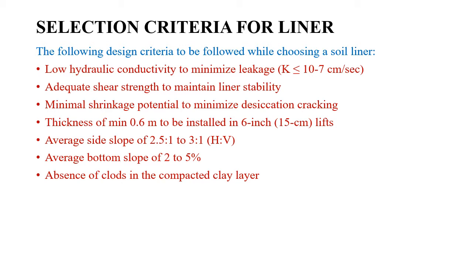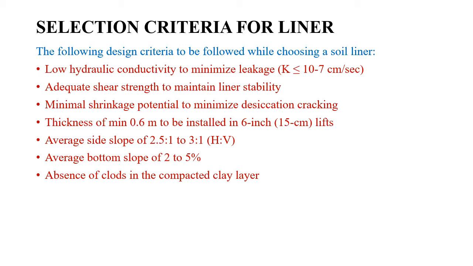Then the minimum thickness ranges between 0.3 to 1 meter for a liner layer. Here 0.6 meter is specified as a minimum, but still 0.3 to 1 meter is the range that we normally use. And the side slope of this liner system to be maintained is 2.5 to 1 to 3 to 1. That is the range of the side slope to be maintained for the liner system.